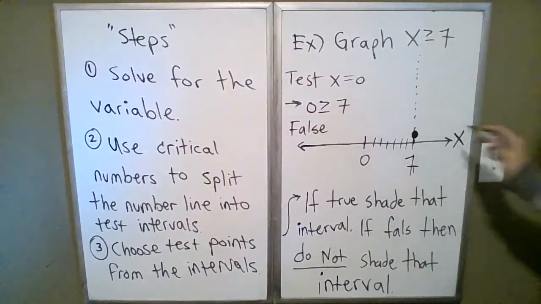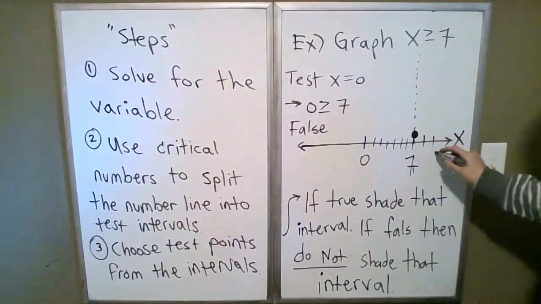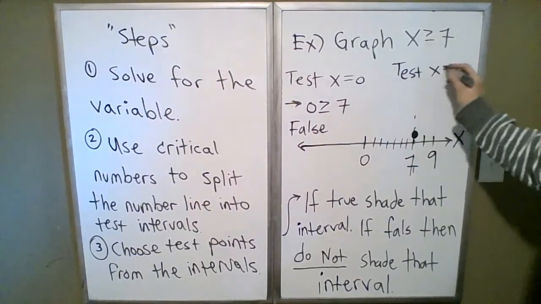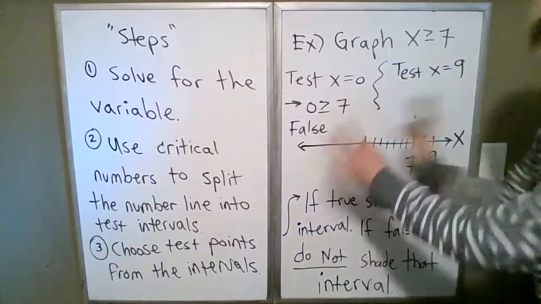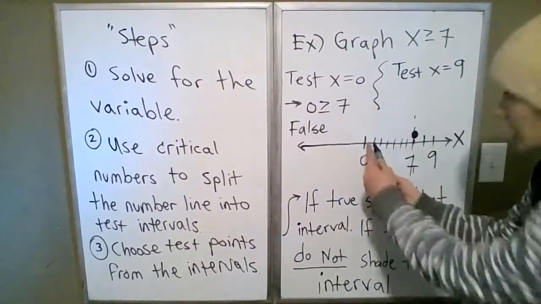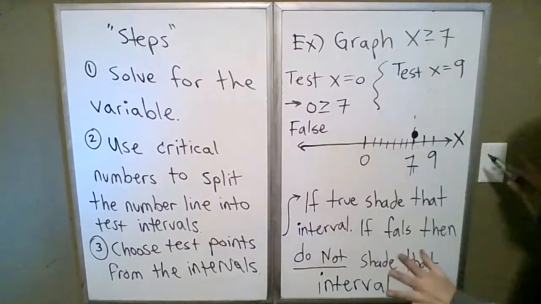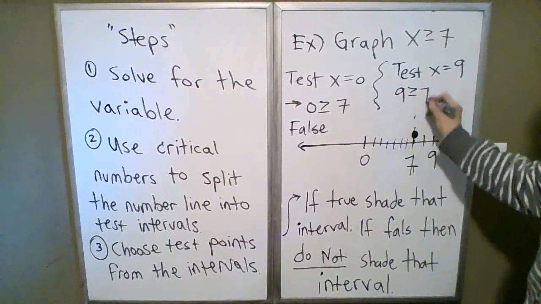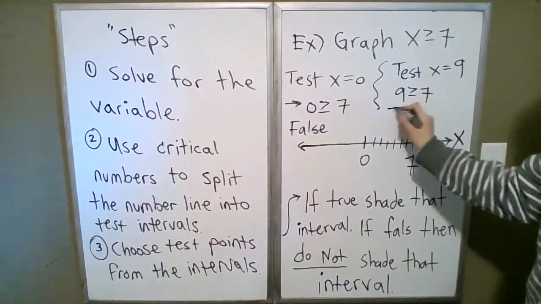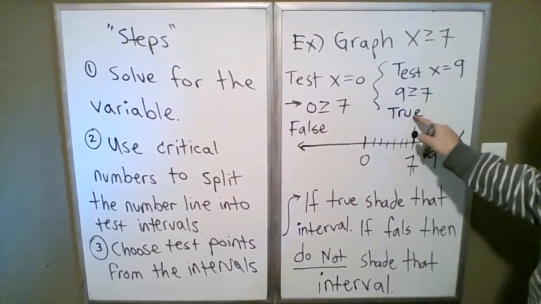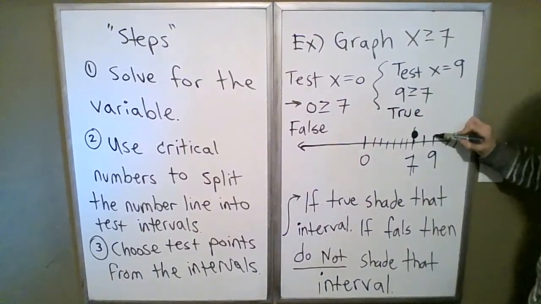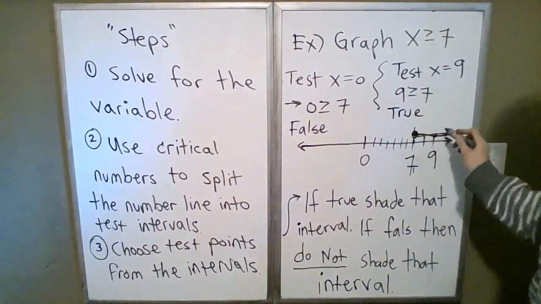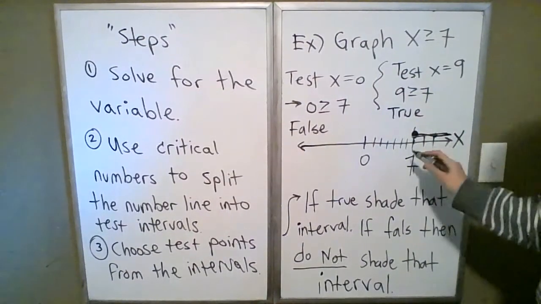So now I'm going to test some number above 7, like let's pick 9. That's kind of messy, but overall, the number line is the graph. We'll erase all the scratch work after. Okay. 9 in your inequality, 9 greater than or equal to 7, which is true. So this is one solution, and all of the numbers past 7 are also solutions. You're going to shade that whole interval from 7 up to infinity.